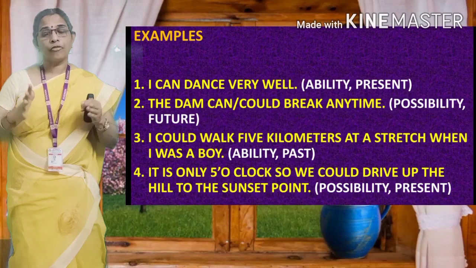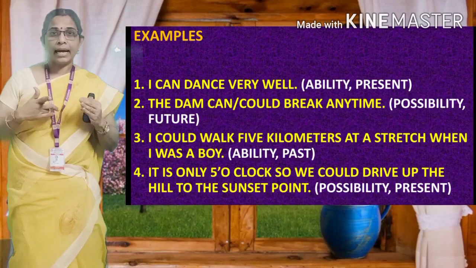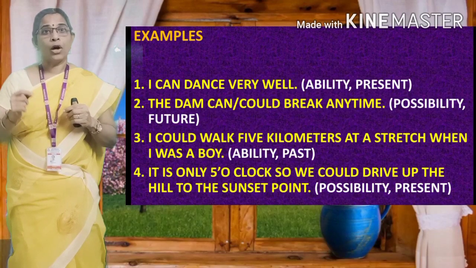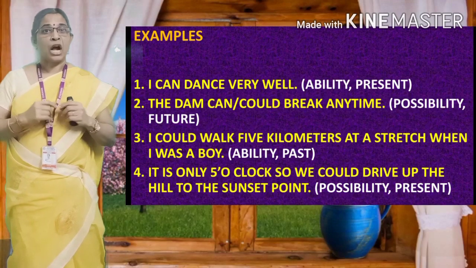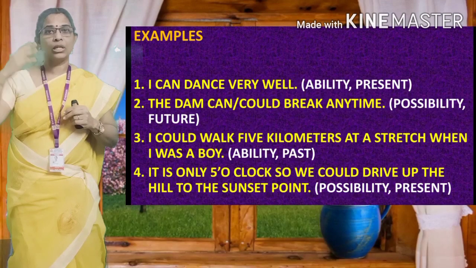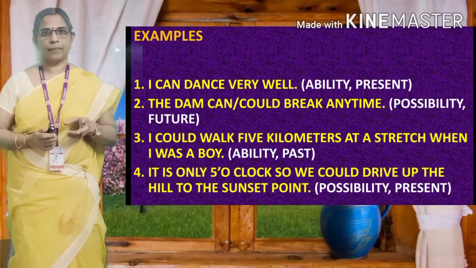I could walk 5 kilometers at a stretch when I was a boy. Here again it shows the ability of the speaker. Here you are using the word could, so that is past tense. It is only 5 o'clock, so we could drive up the hill to the sunset point. This is possibility, present tense.